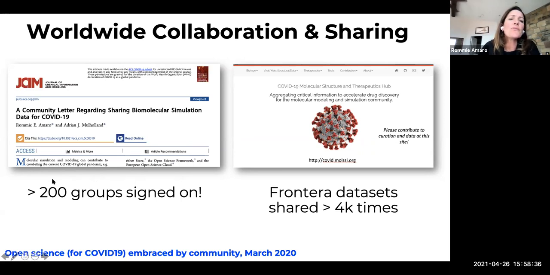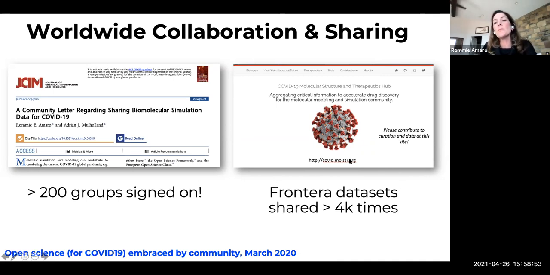Over 200 different simulation groups helped to develop a shared set of principles around open science in this space. And I like to hold this up because I think it's important for our field to share more in general, and it showed us that we can do it.